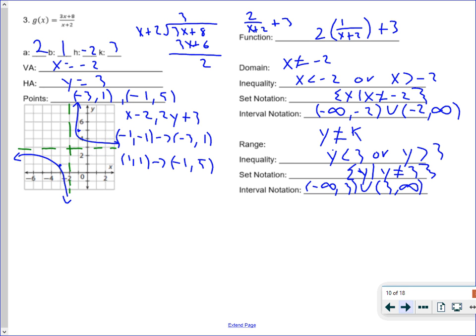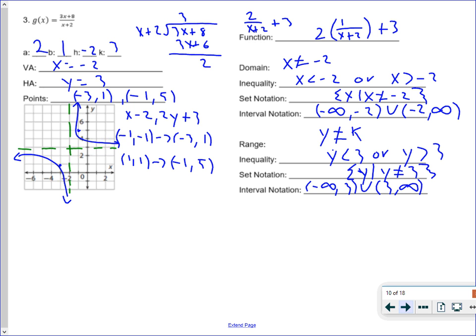Okay, so here's the answer for number 3. We have g of x equals 3x plus 8 all over x plus 2. We don't really know how to graph that or how to do anything with it, so we're going to divide the top by the bottom. 3x plus 8 divided by x plus 2. When we do that, we end up getting 3 as our quotient, 2 as our remainder. So we get 2 all over x plus 2 plus our quotient of 3.